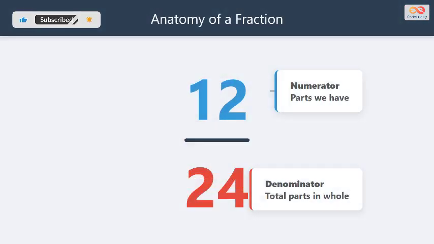First, let's review the parts of a fraction. The top number is called the numerator. It represents how many parts we have. The bottom number is the denominator, which shows how many equal parts make up a whole.